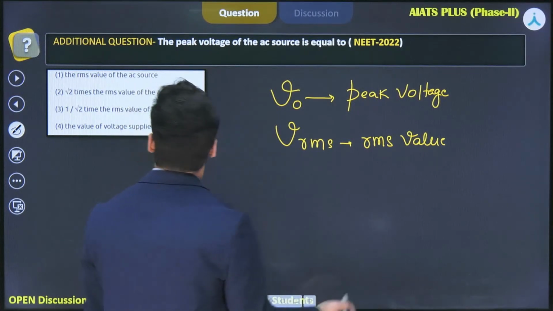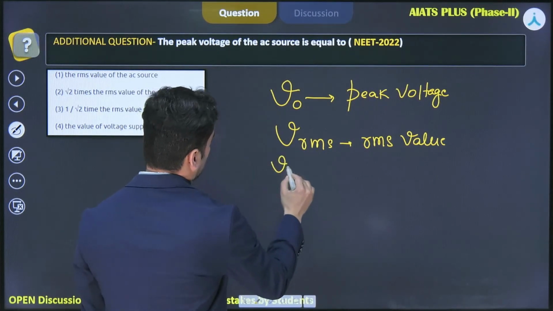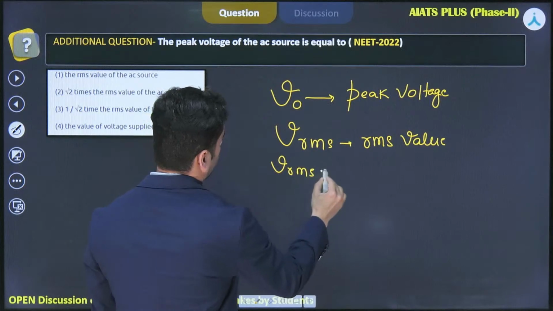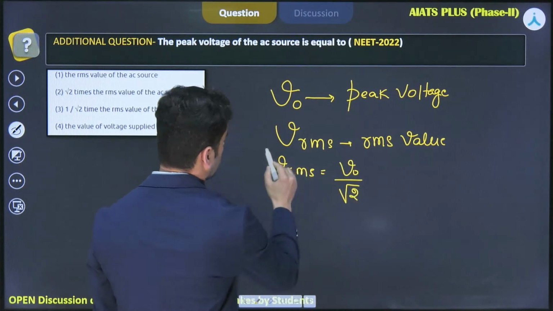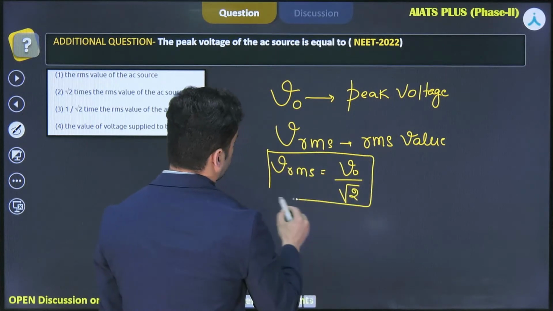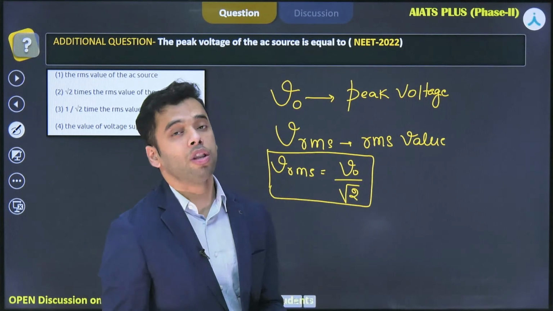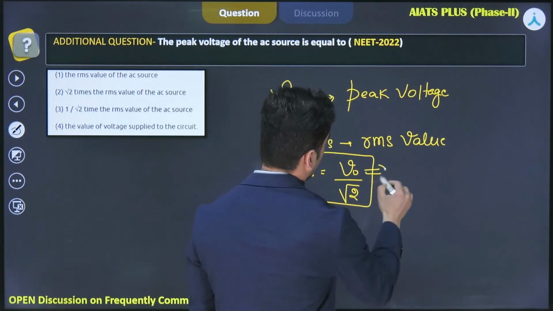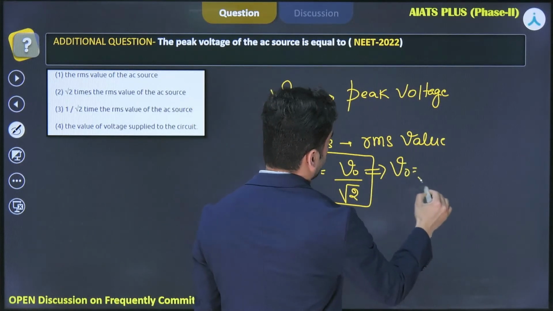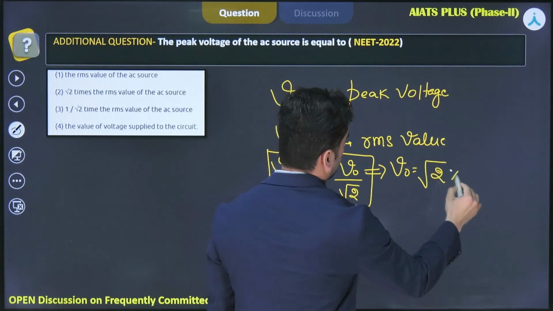So dear students, it's a very simple problem. VRMS is defined as the peak value divided by root 2. VRMS is V naught by root 2. So if you need to comment on the peak value V naught, it should be equal to root 2 times the VRMS.